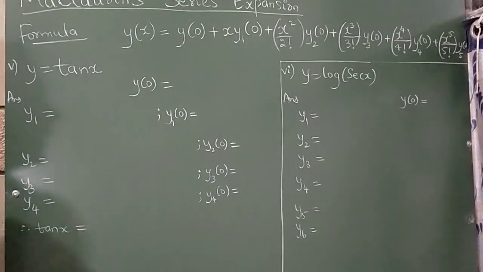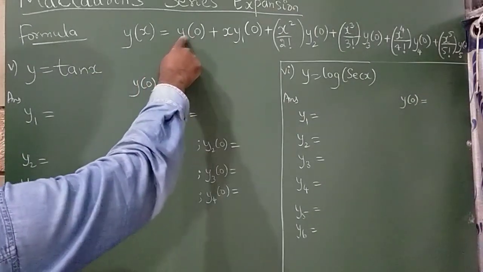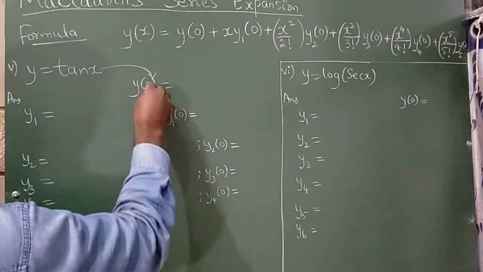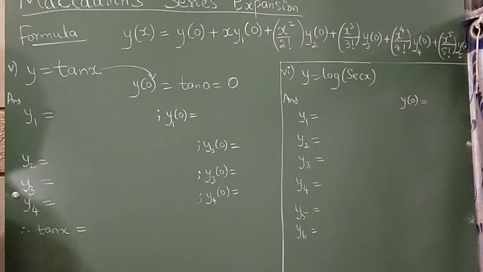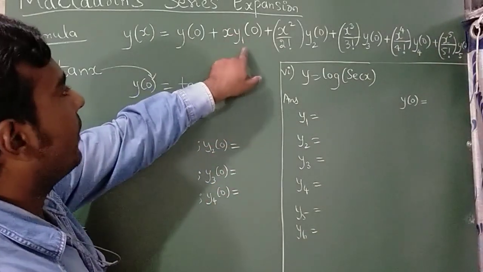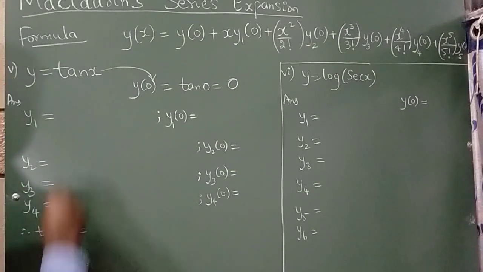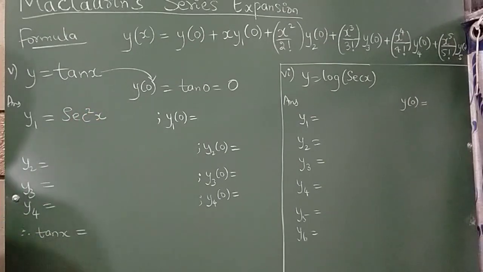Now fifth question, y is equal to tan x. So first we need to find out the first term y of a 0. So in place of x I am going to substitute 0. So tan 0 is how much? 0. Then I have to find the y1 of a 0 now. To find that I need to differentiate the given equation. So if I differentiate tan x, then I will get secant square x.